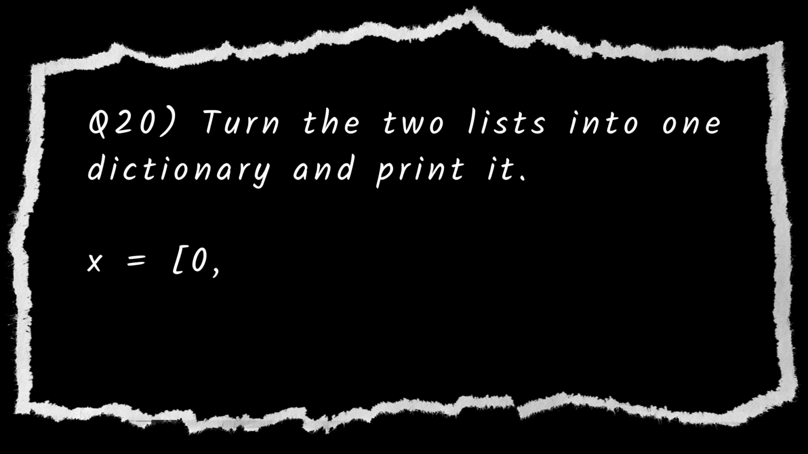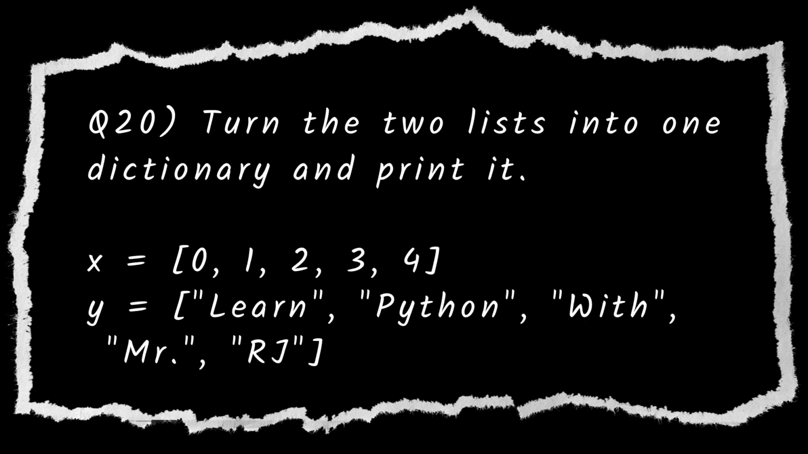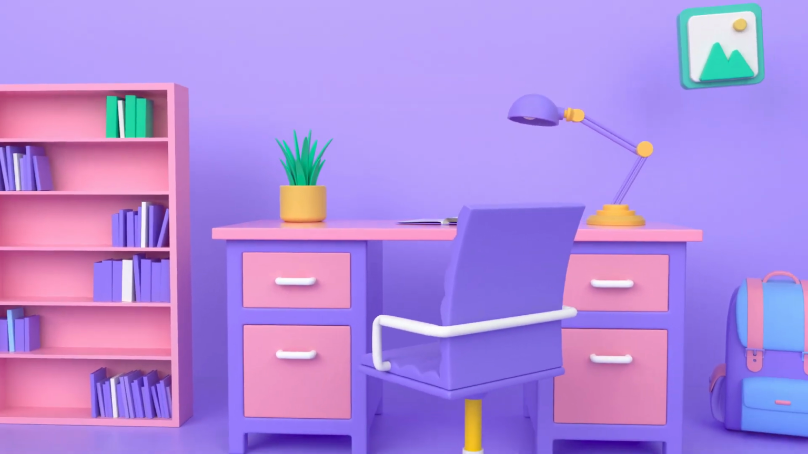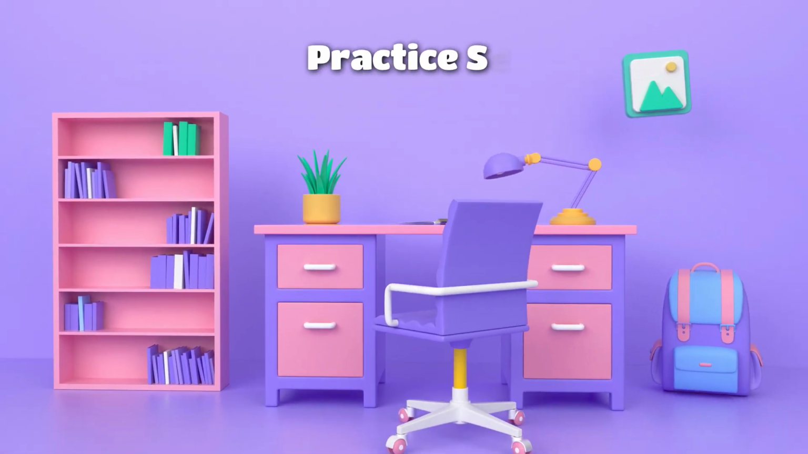Our last question is, turn the two lists into one dictionary and print it. Here are the two lists. X and Y both contain one list each. So you have to solve these questions by yourself. If you are struggling with any question, then let me know in the comments. I will definitely help you.